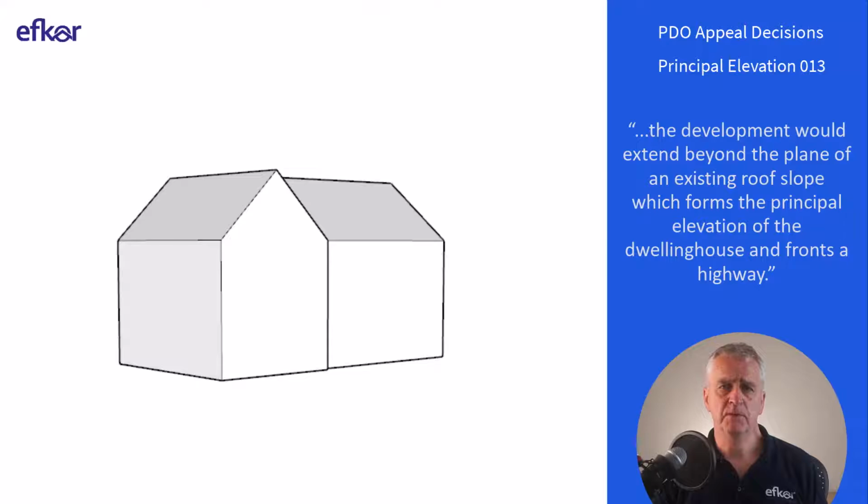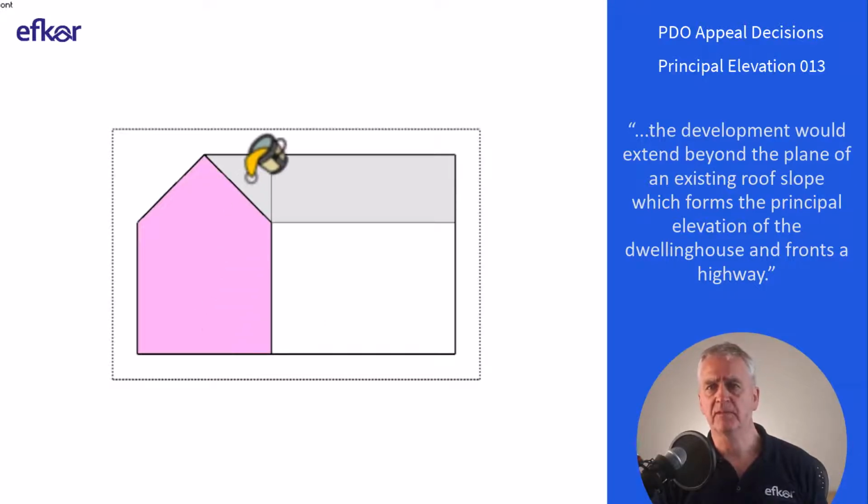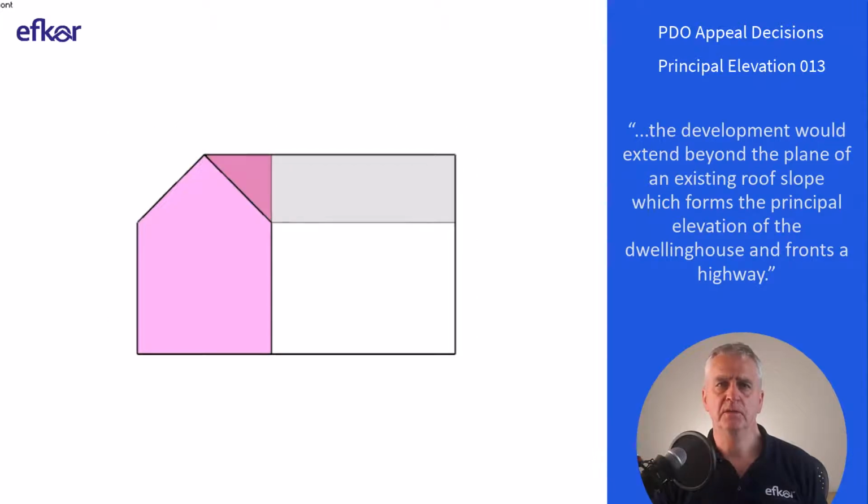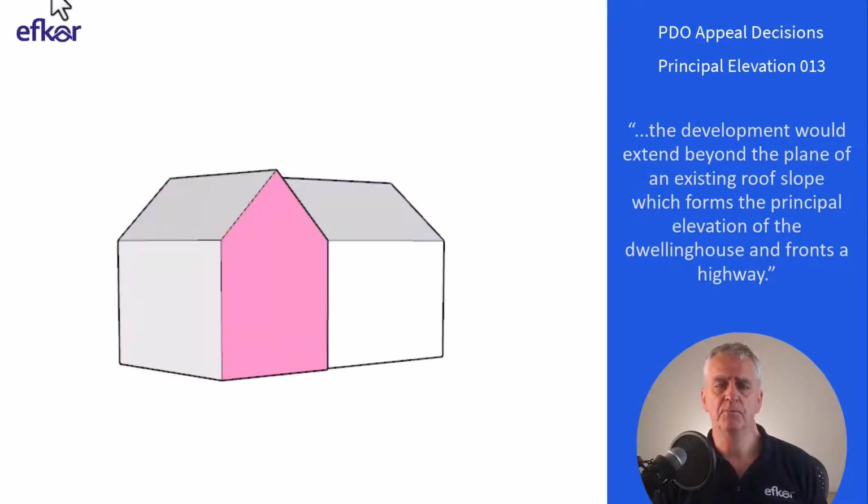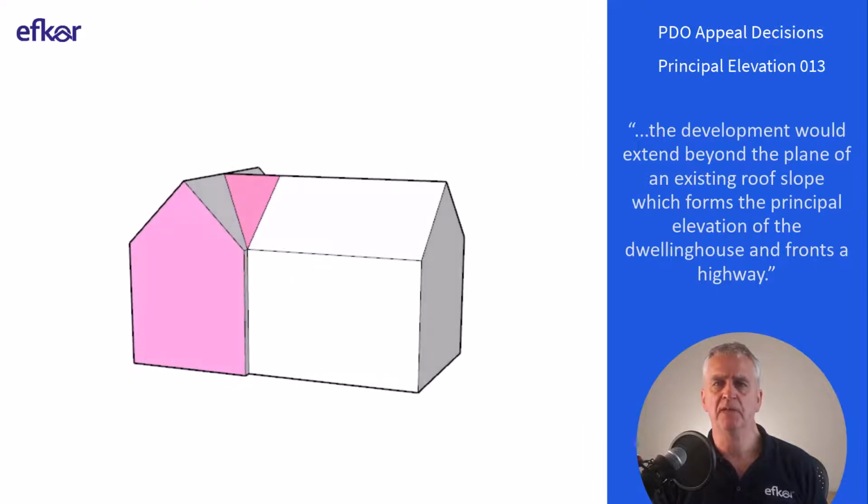Switching to a 3D model of the house, there's no dispute about the principal elevation being the gable that fronts the highway. Let's identify the elements of the principal elevation. If we look for an existing roof slope which forms the principal elevation of the dwelling house and fronts a highway, there's only one candidate, and it's this slope.